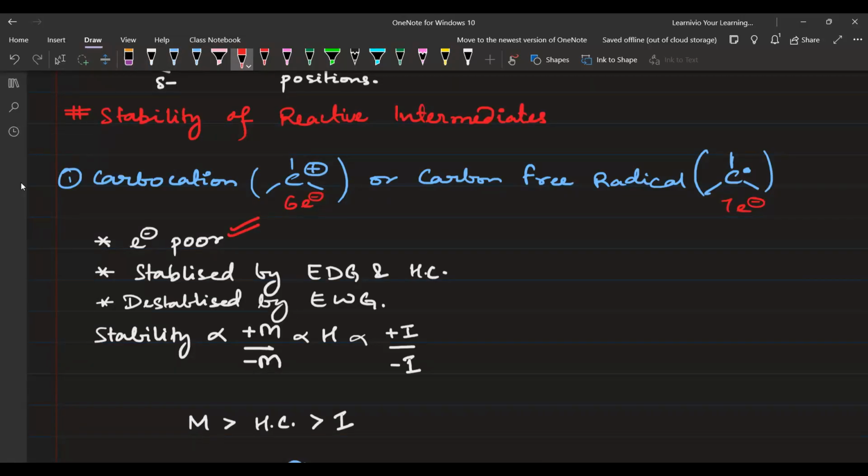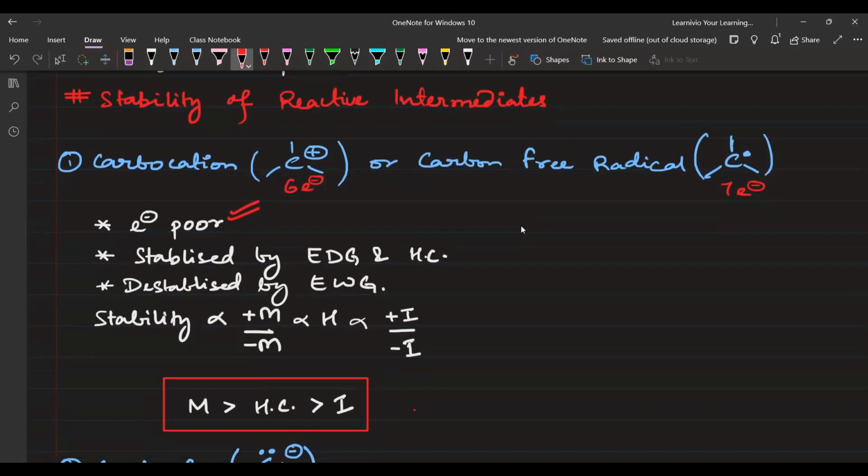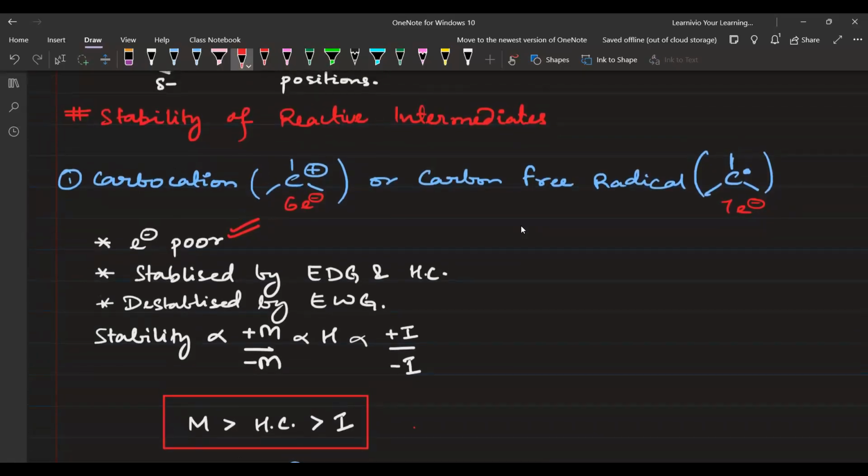If they are electron poor, then they will be stabilized if I give them electrons. They will be stabilized by electron donating effect and hyperconjugation. Hyperconjugation is always a plus effect, है ना? तो देता ही electron है. And they are going to be destabilized by electron withdrawing groups. So the stability will be directly proportional to plus M, and inversely proportional to minus M, directly proportional to hyperconjugation, directly proportional to plus I, and inversely to minus I. And if I talk about the strength of the different effects, then the mesomeric effect is the strongest. After that, we have the hyperconjugation, and the weakest effect is the inductive effect.